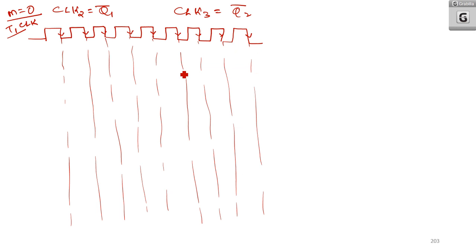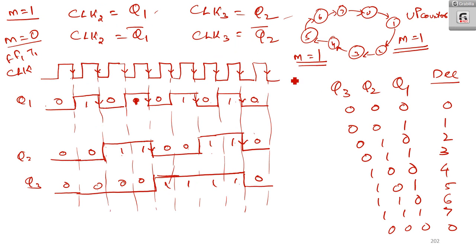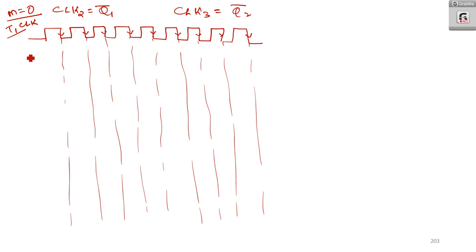Now assume that initially Q1, Q2, Q3 are equal to 0. Everything is 0. Since Q1 bar is the clock for Q2, I should draw Q1 bar also. Q1 bar I am taking here as 1. And Q2 bar is the clock for Q3, so I should draw Q2 bar also. Q2 bar is 1. Now all the flip-flops are in toggle mode. So here what happens?